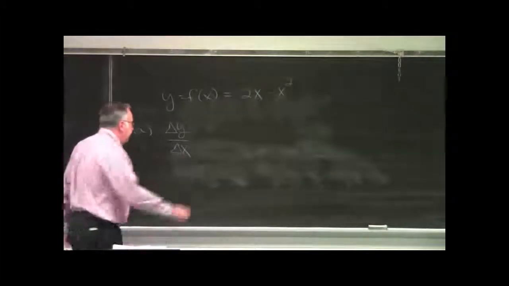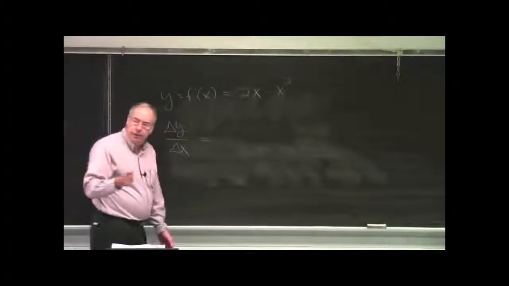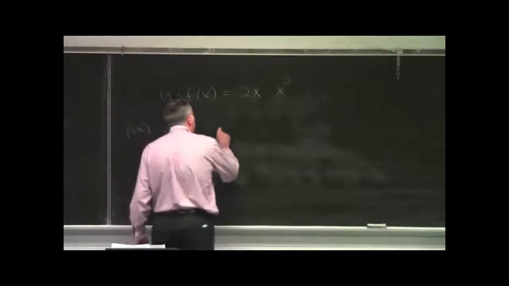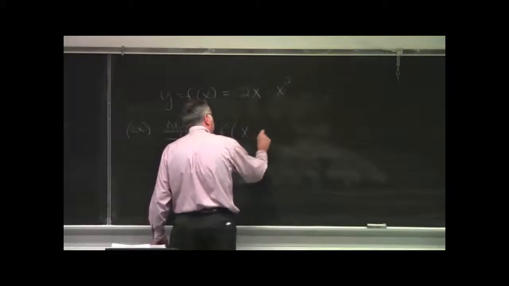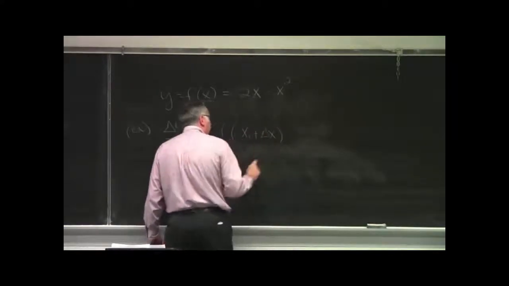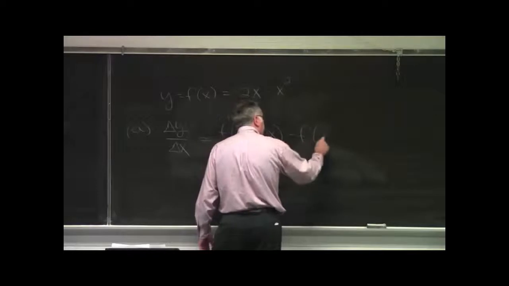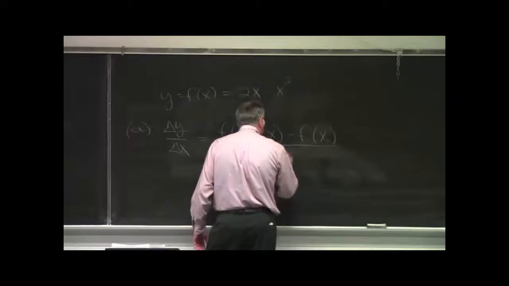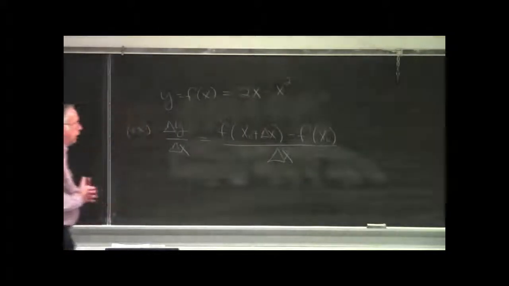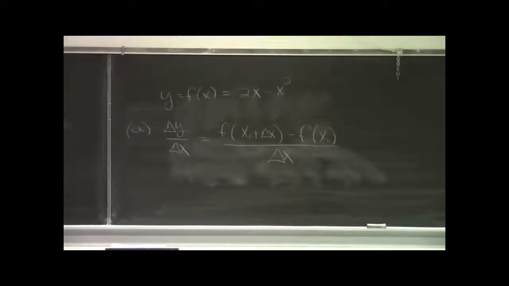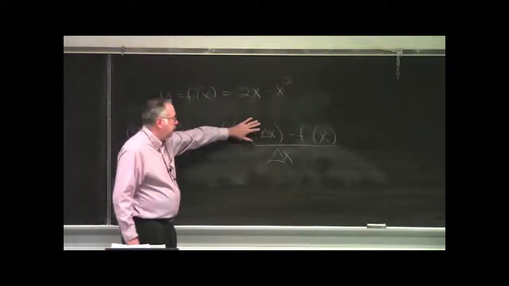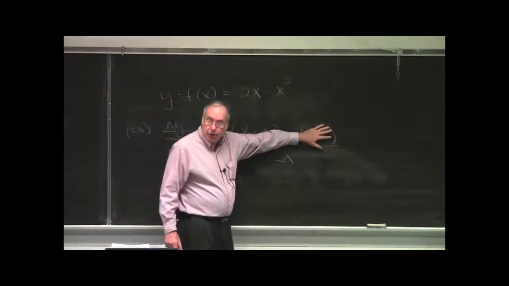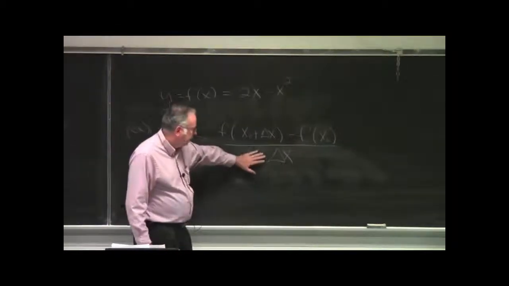And the difference quotient is given by this formula right here: f evaluated at x sub 0 plus delta x, minus f evaluated at x sub 0, all divided by delta x. So what we need to find is the value of the function evaluated at x sub 0 plus delta x, and substitute it in the numerator. The denominator we leave just as it is.